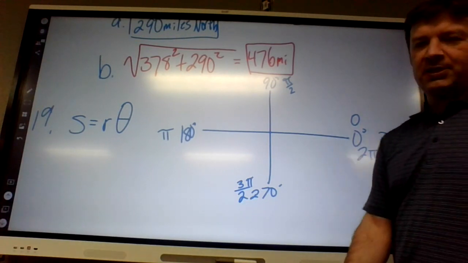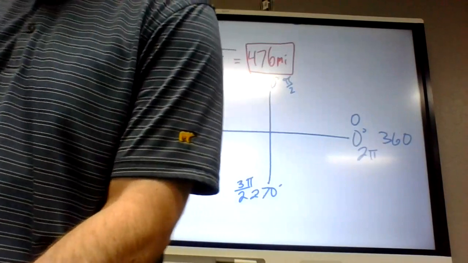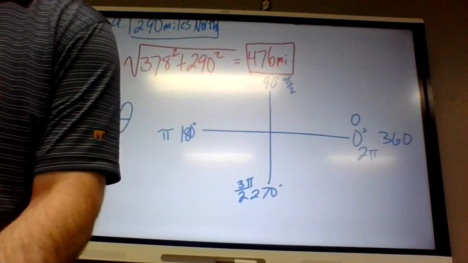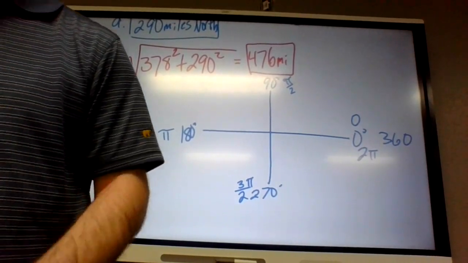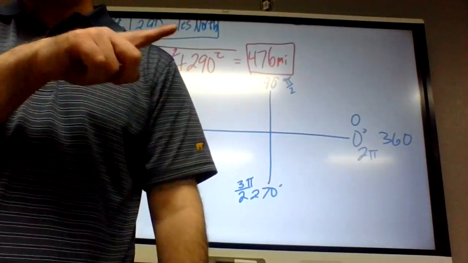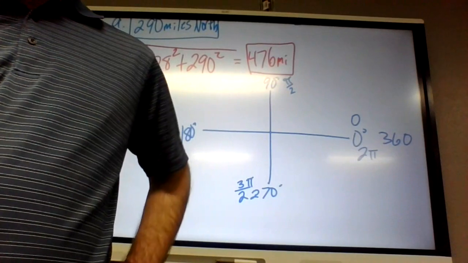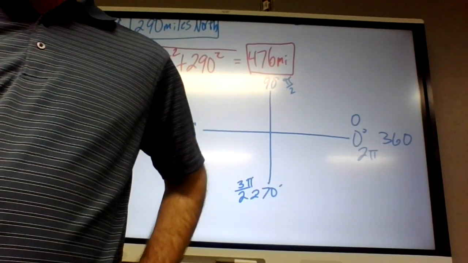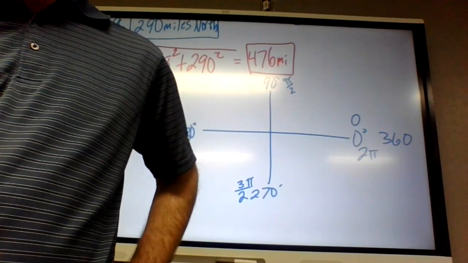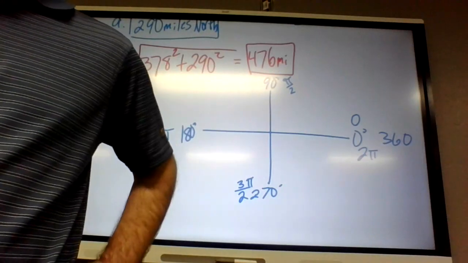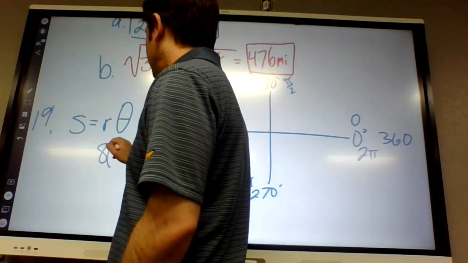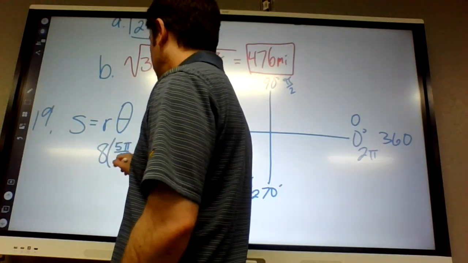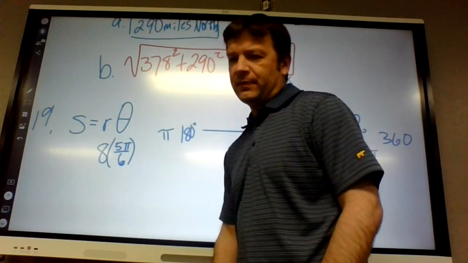There was a page that had a good picture for this. I don't know, see if I can find it real quick. 453. Might reference it for some of these later problems, maybe not this one. But basically they're just giving us a couple numbers that we're going to plug in. It says r equals 8, theta equals 5 pi over 6. So just plug that in to find the arc length.